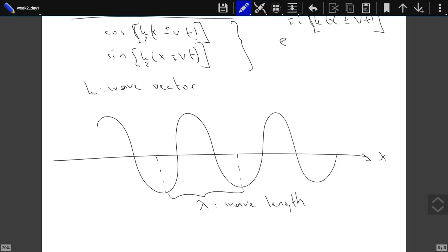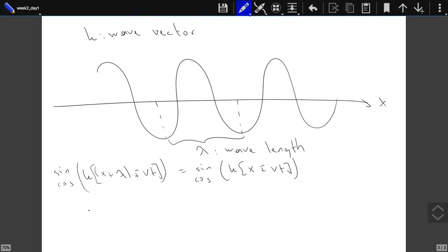Of course, if this is the case, you see, if you shift x by lambda, the sine or cosine of this should be equal to sine or cosine, whichever one you are working with, of k(x plus or minus Vt). And this is only possible if k times lambda is just 2 pi. Well, it is possible if k times lambda, that's the difference between the arguments of this sine and this sine, should be a multiple of 2 pi times n. But since the wavelength is defined such that it is the shortest distance after which the pattern repeats itself, then it's just 2 pi. So this wave vector k and the wavelength lambda are related through this relation.